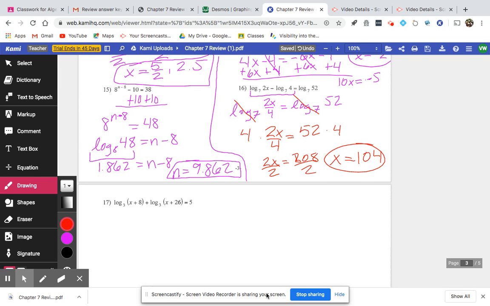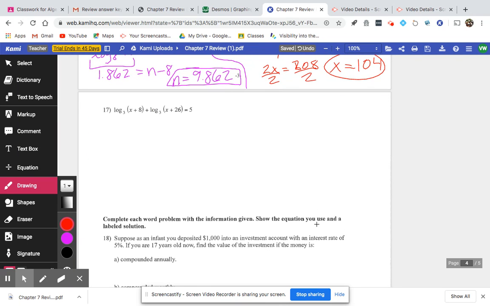So number 17 now. This one's a little bit trickier because we have an extra step that we need to do. Once we find our solutions, because there are 2 that you'll find, we need to check for extraneous solutions. So here we go. I'm going to see if I can zoom in a little bit.